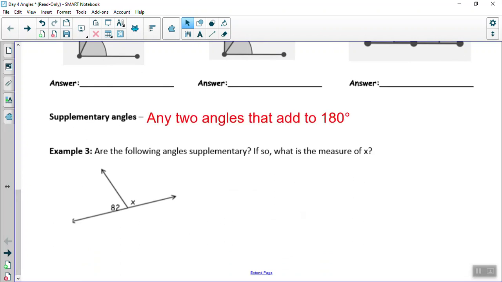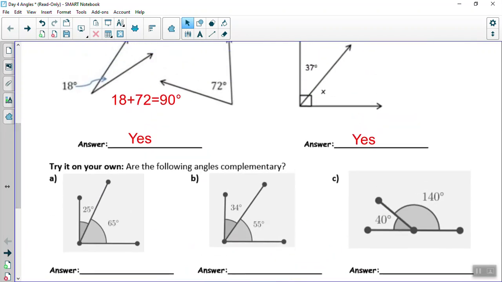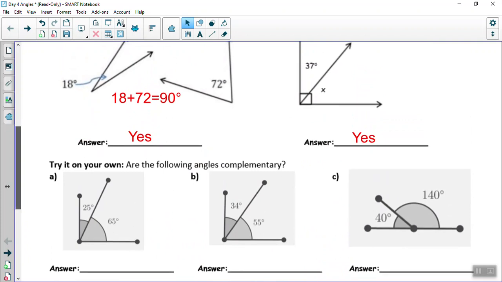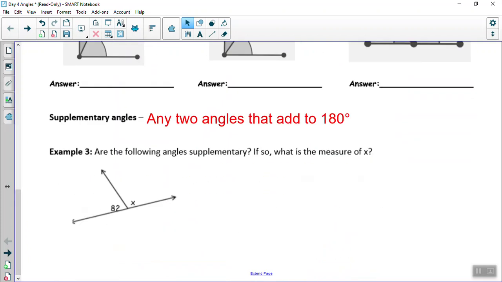Supplementary angles are any two angles that add up to 180. So are the following angles supplementary? And if so, what is the measure? So here we have that straight line. So another way to remember supplementary is straight. Supplementary, straight. Complementary, corner. Right? Complementary, corner. Supplementary, straight. So if we have a straight line, then we have supplementary angles.